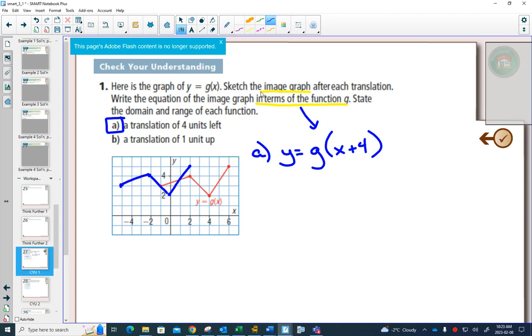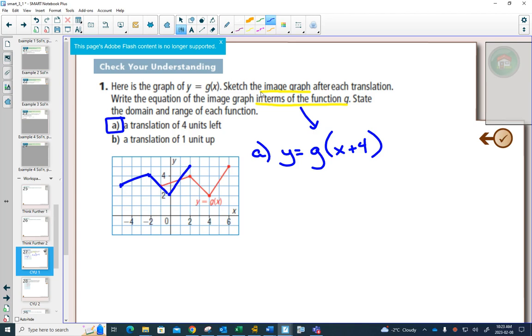So when you see "in terms of" something, that means that on the right-hand side of your final equation, we need to have g there somewhere. We need to have the function g on the right-hand side. We write it as x plus 4, because this would be how to show that the graph of g has been moved 4 to the left.